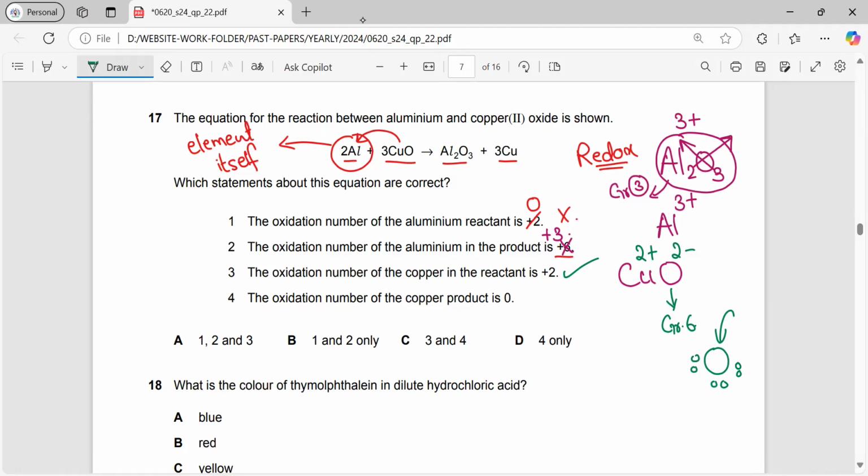The oxidation number of copper in the product is 0. Yes, because here we have only copper, which is not combined with anything like aluminium on the reactant side. So its oxidation number will be 0. So the answer, C and D options are correct. The answer is C.